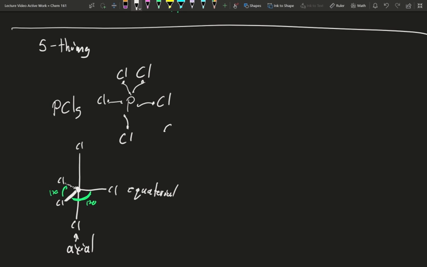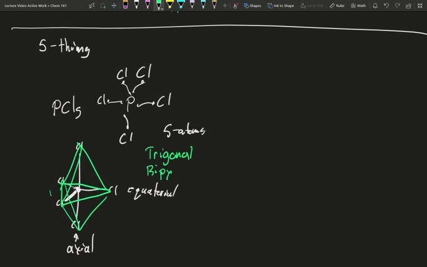If you have 5 things and they are 5 atoms, what shape does this look like? It kind of looks like a triangle again, going up to a point, but also going down to a point. This looks like 2 pyramids with a triangle base. This is Trigonal Bipyramidal. It is a bipyramid with a triangle that is the connecting.